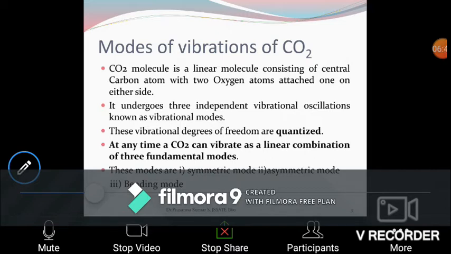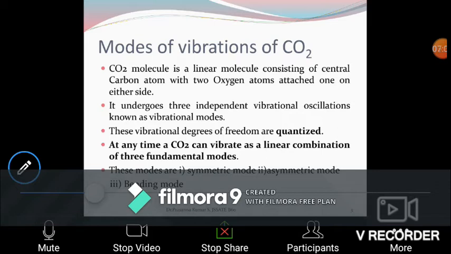Symmetric is vibrating at 4 into 10 to the power 13 hertz. Bending mode vibrates at 2 into 10 to the power 13 hertz. Asymmetric vibrates at the frequency of 7 into 10 to the power 13 hertz. So these are the definite values. These vibration frequencies are fixed.